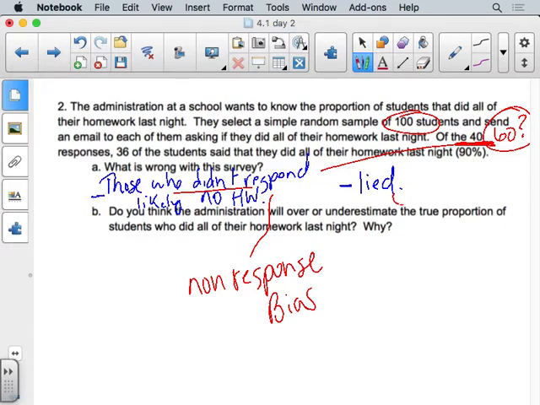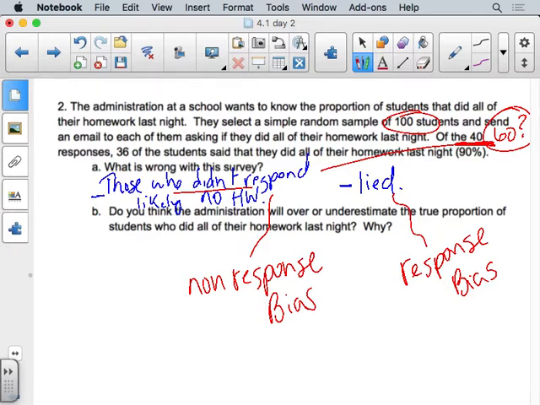The people who lied felt pressured to give me a certain answer. That one is going to be response bias. So you've got non-response bias and response bias. Response bias is when you're pressured to give an answer.